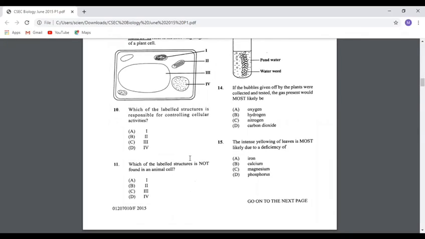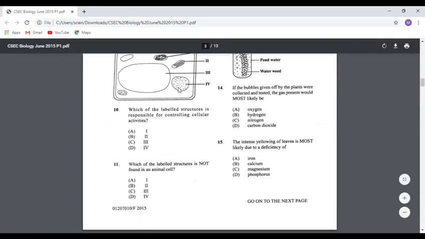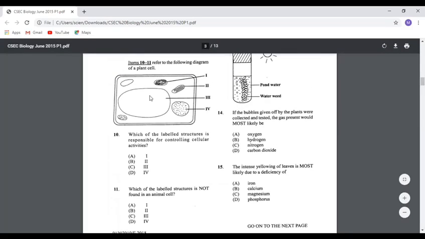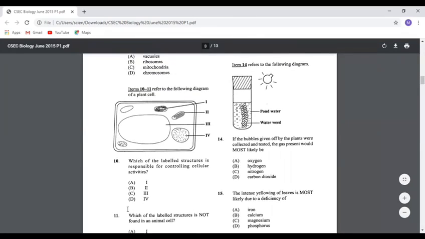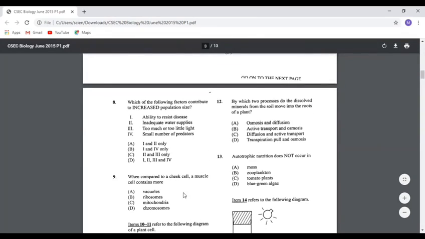Which of the following labeled structures is not found in an animal cell? Based on what is labeled, we have to know the names of all the labeled organelles. So we know this is the vacuole. We know this one is the nucleus. So 1 would definitely be the mitochondria, and 2 here would definitely be the chloroplast. So the only thing here that is not in an animal cell would have to be the chloroplast, and that would be 2, and 2 is represented by B. So 11 is B. So question 12.